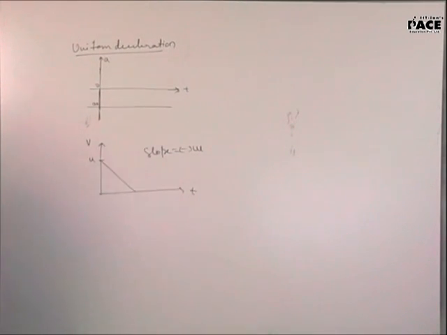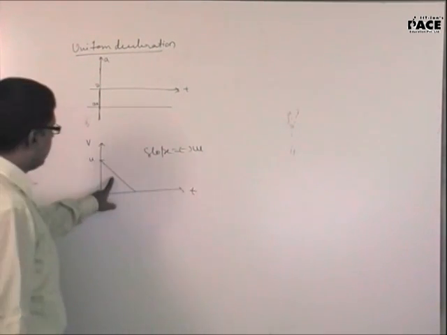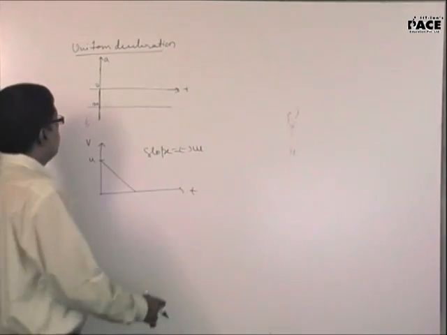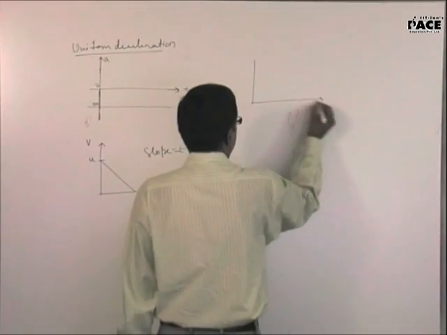Negative, but it is constant. Once again, area under the curve and above the x-axis, you will get the displacement. Now talk about the displacement time graph.